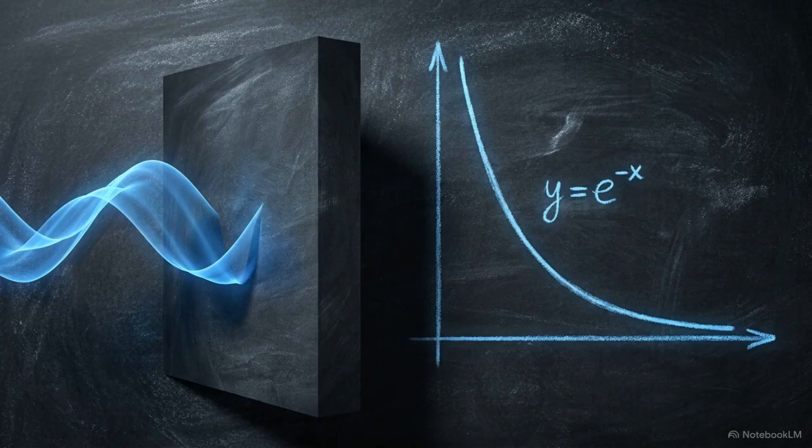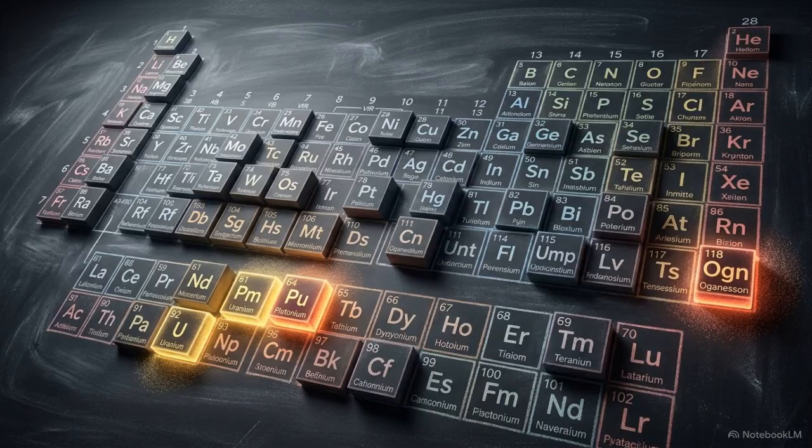The decay constant, lambda, is just the macroscopic translation of Gamow's microscopic wave transmission probability. The reliable, predictable half-lives of the elements emerge from the collective behavior of wave functions breaching impossible barriers.